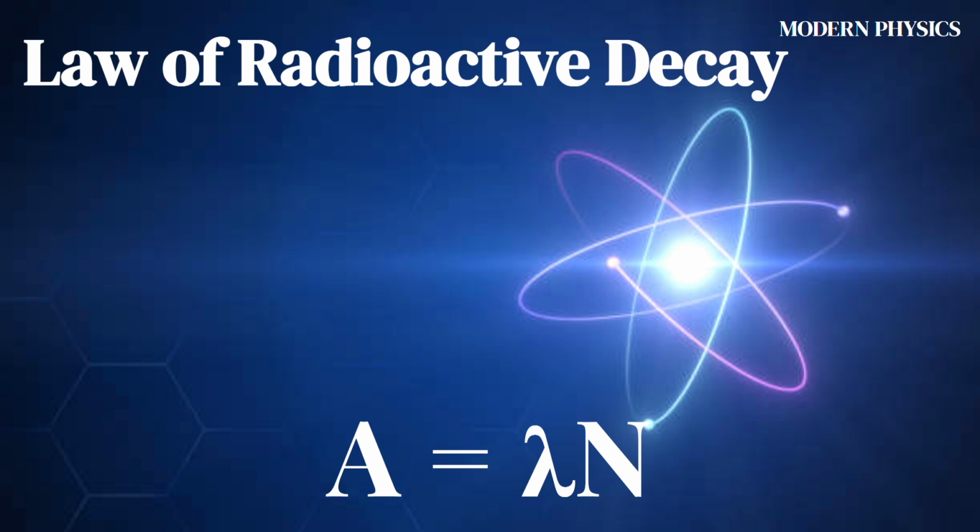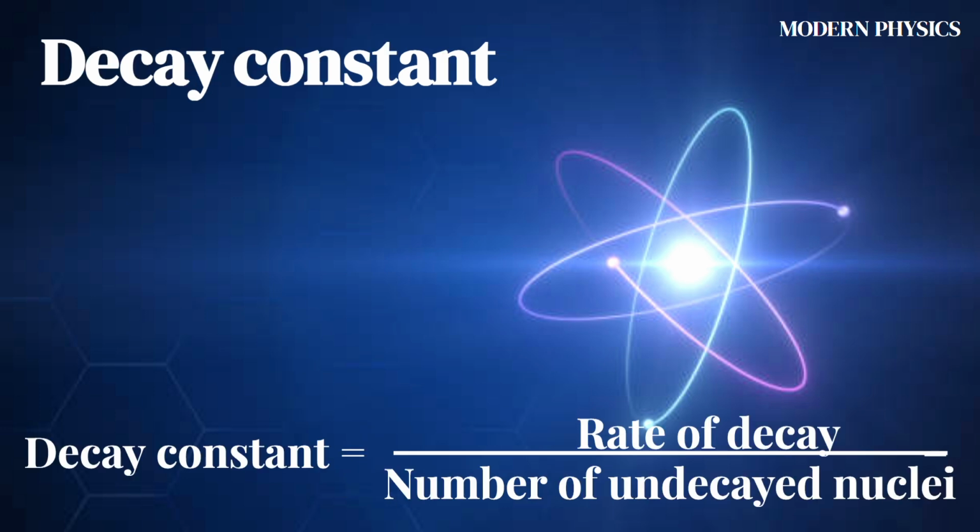The law of radioactive decay states that activity is equal to the decay constant multiplied by the number of nuclei present. The decay constant is equal to the rate of decay divided by the number of undecayed nuclei.